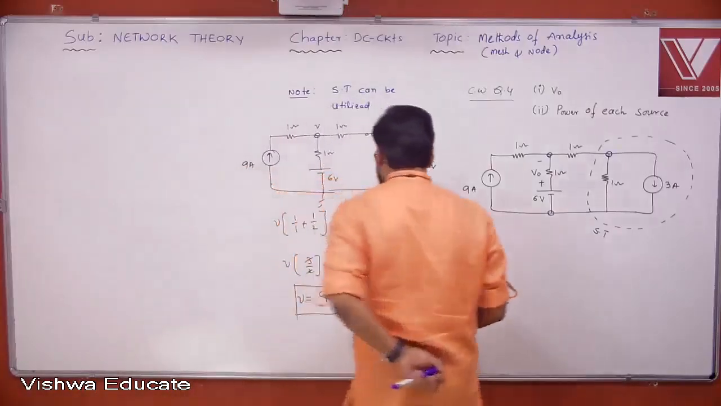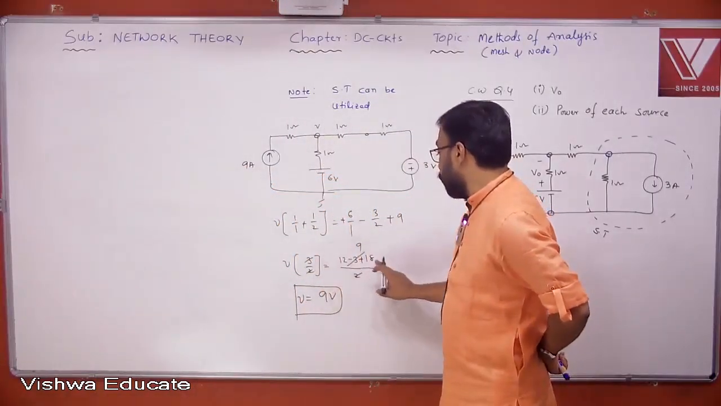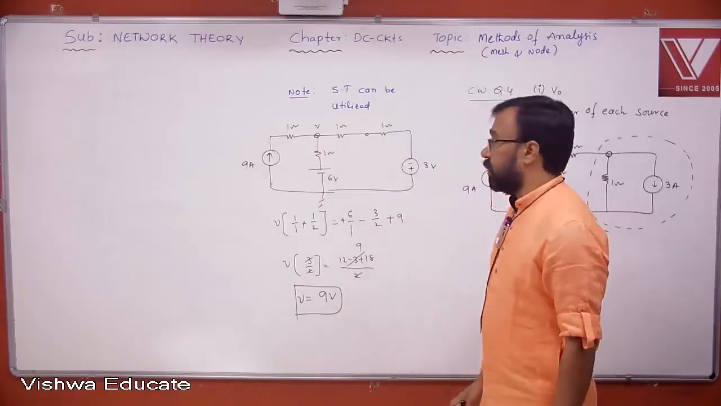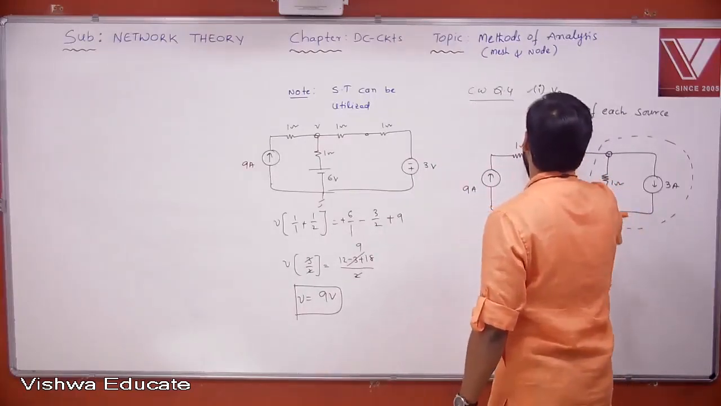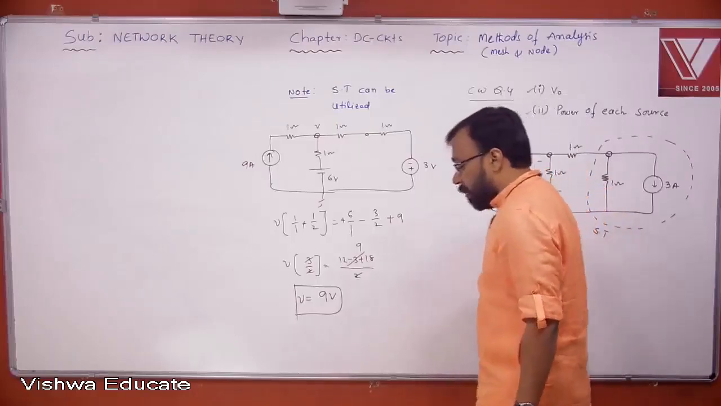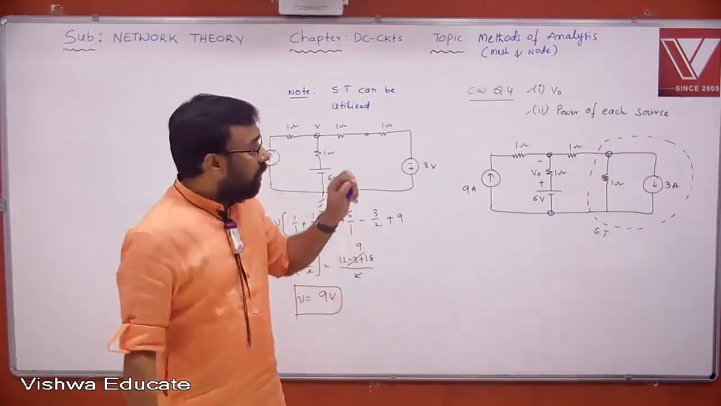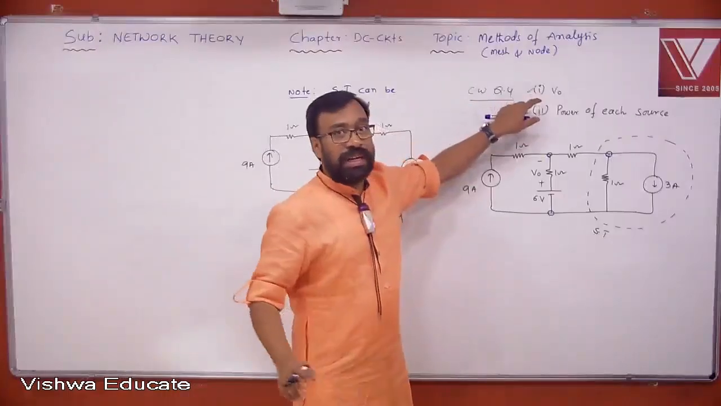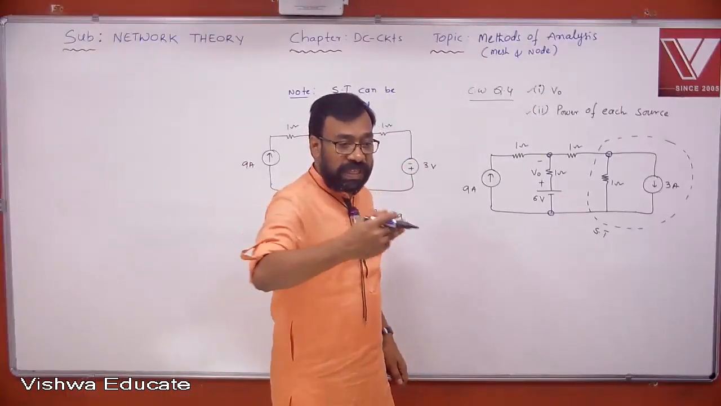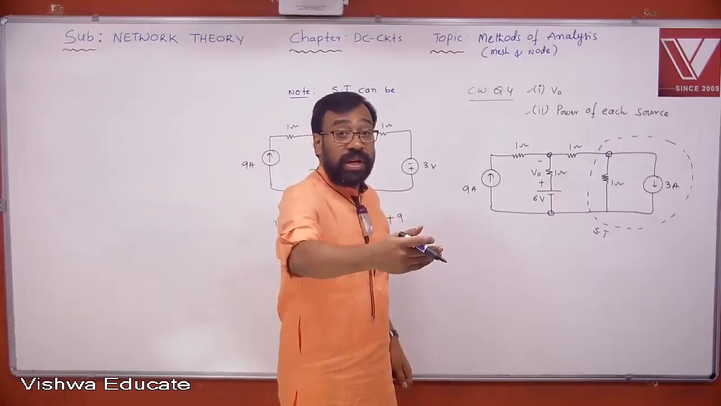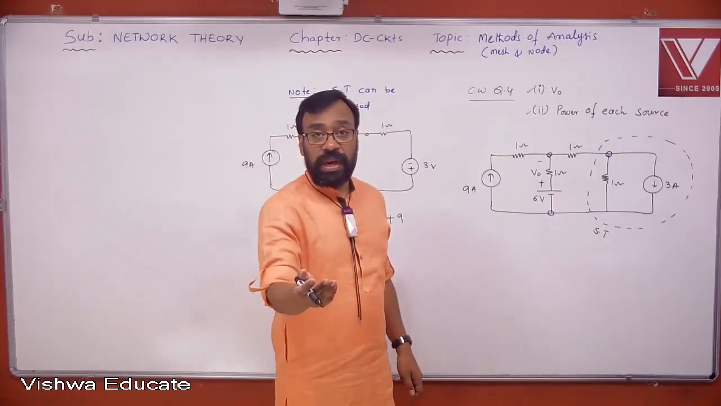This is actually what? 27. 27 by 3, nothing but 9 volts. Now let's come to the questions: V0 and power of each element. Remember, whenever the network is given and the question asks you to find this and that, first keep it aside and your focus must be on how to solve the network, whether by mesh analysis or node analysis. Understand all of you?